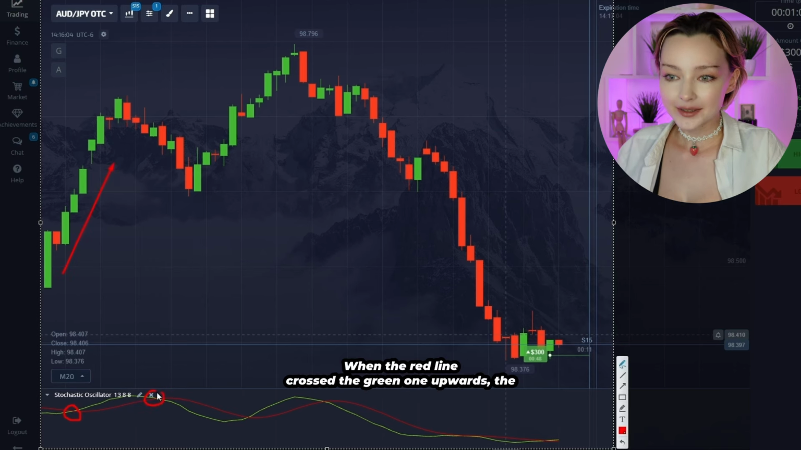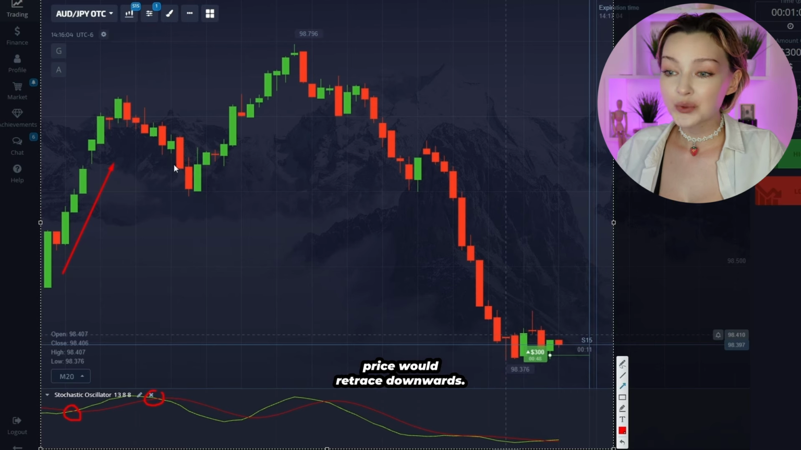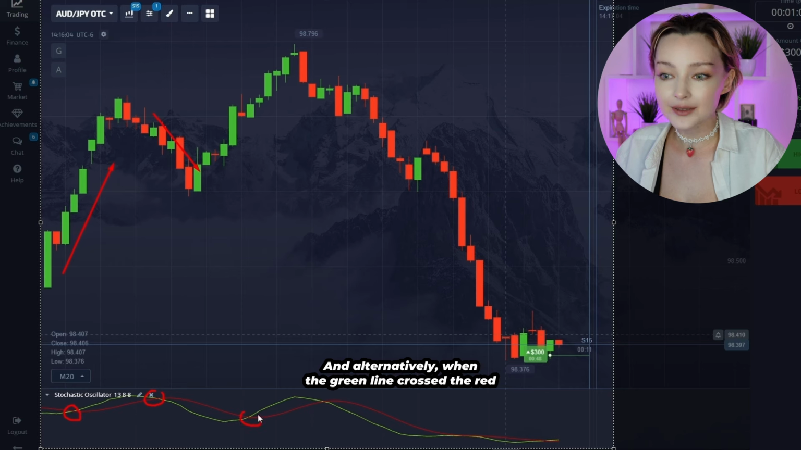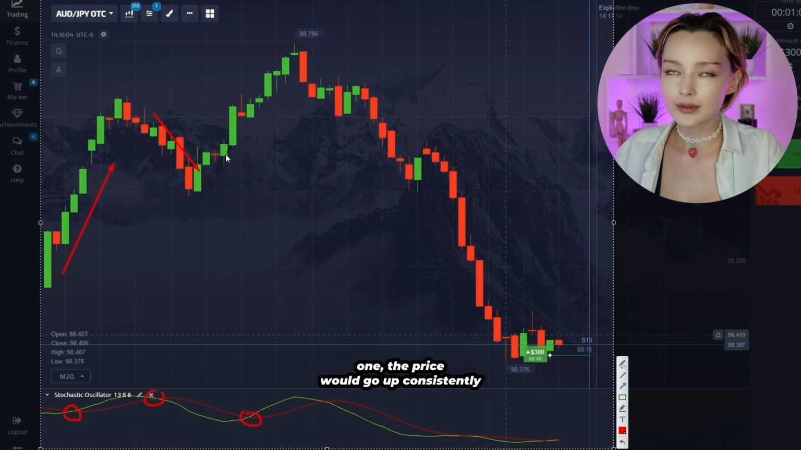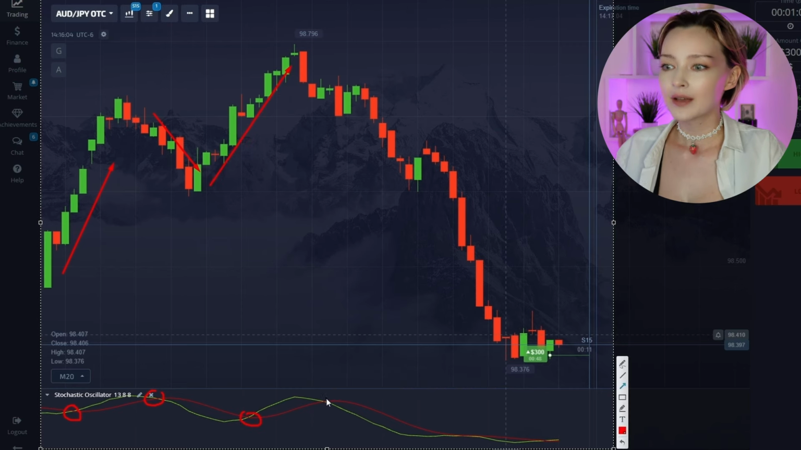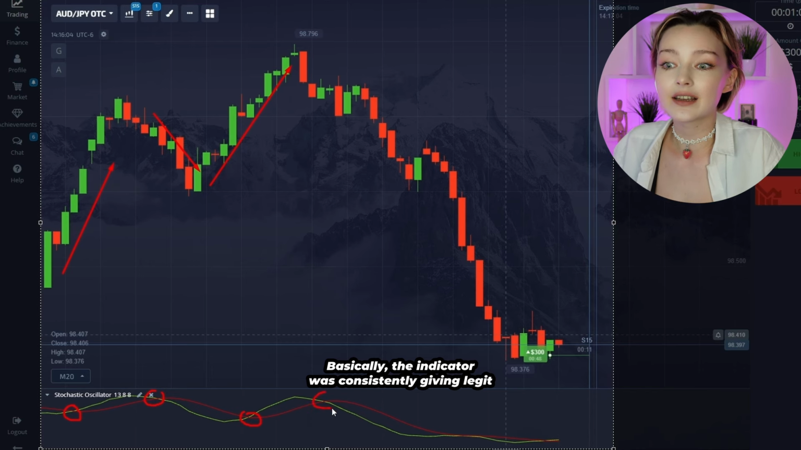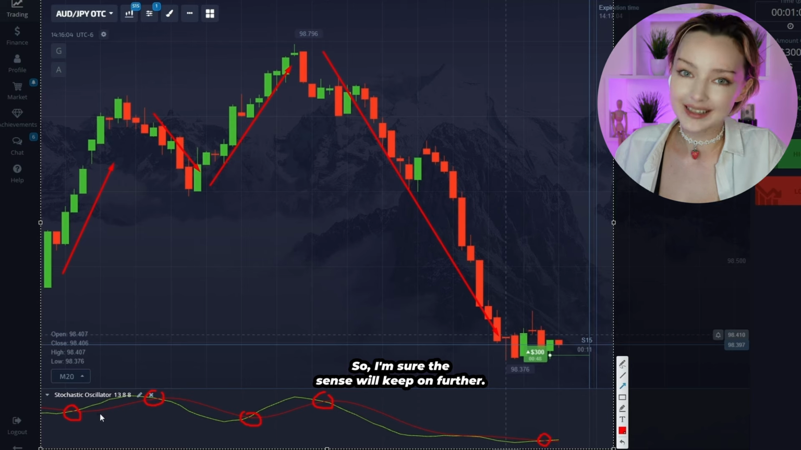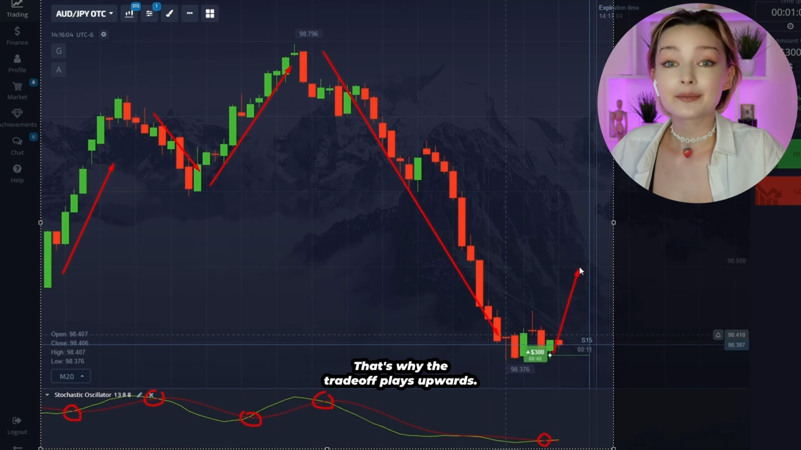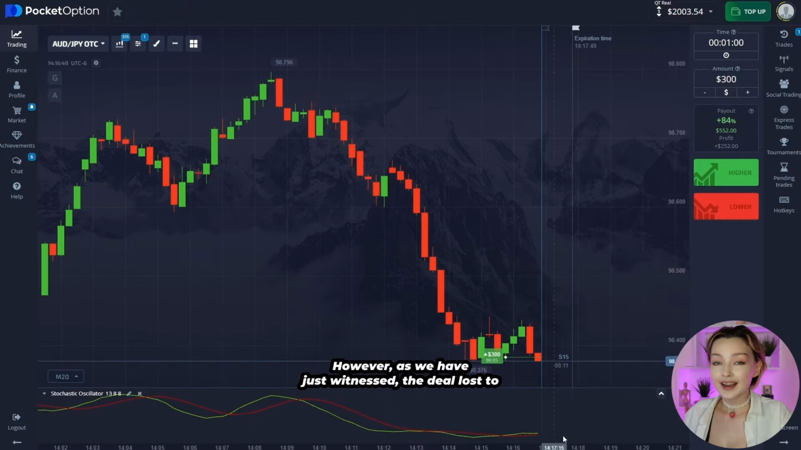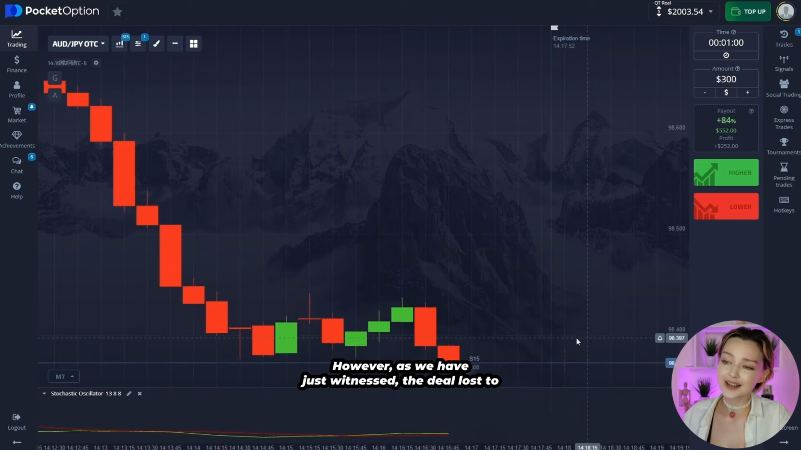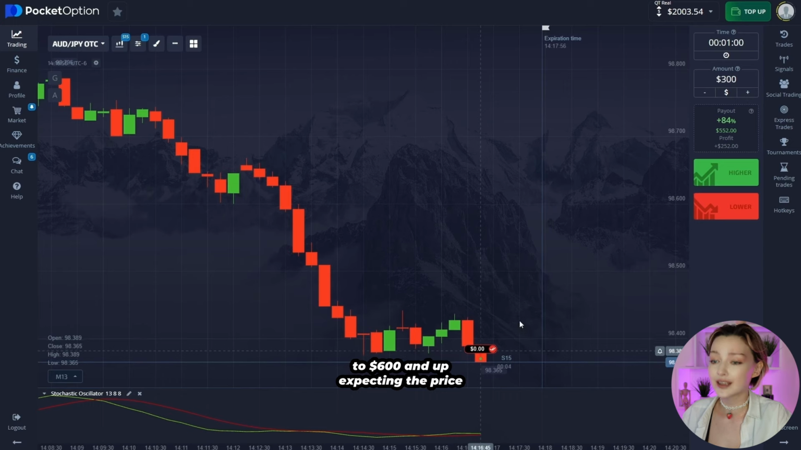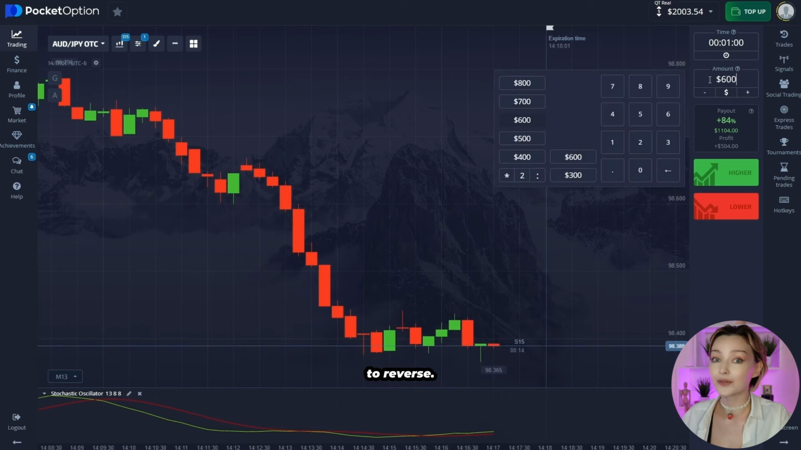When the red line crossed the green one upwards, the price would retrace downwards. And alternatively, when the green line crossed the red one, the price would go up consistently every single time. Basically, the indicator was consistently giving legit reliable signals by the end of each trend motion, so I'm sure this tendency will keep on going. That's why the trade was placed upwards. However, as we have just witnessed, the deal lost by the disadvantage of literally a few points, so we're increasing the deal's amount up to $600 and I'm expecting the price to reverse.